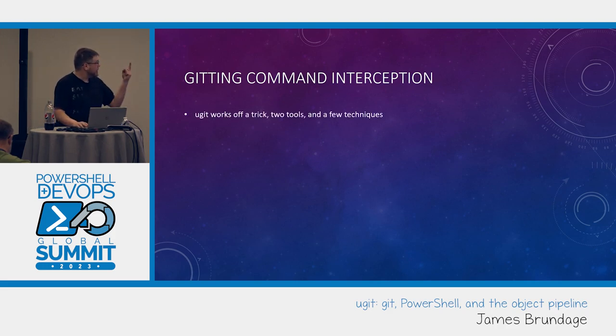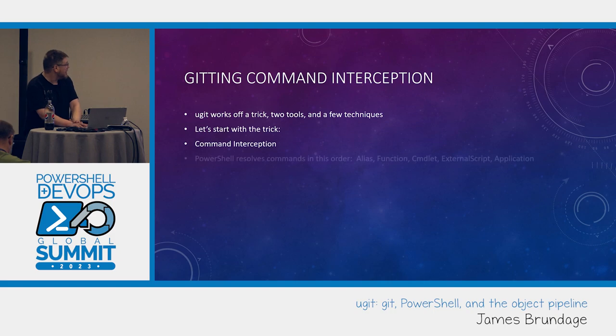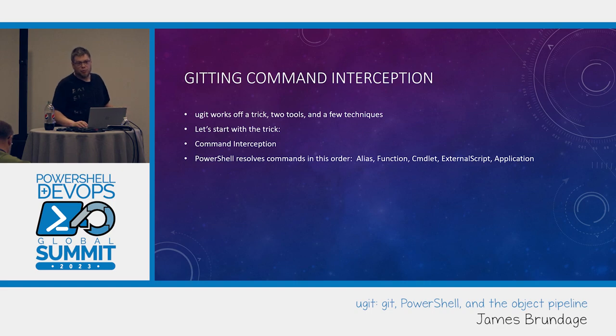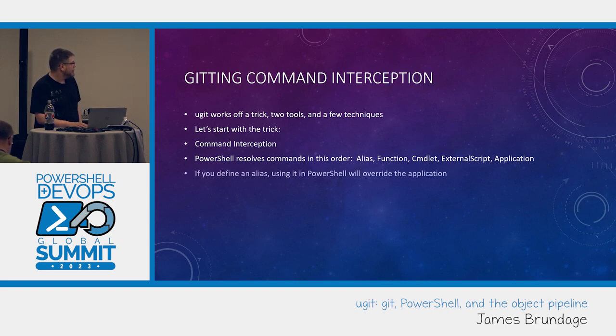Again, it works off of a trick, two tools, and a few techniques. The trick is command interception, right? And that is PowerShell will resolve commands: alias, function, cmdlet, external script, application. Git.exe would actually naturally come last. Anything you put ahead of that would override it. If I define an alias, PowerShell will override that application. If I define a function, PowerShell will override that application.